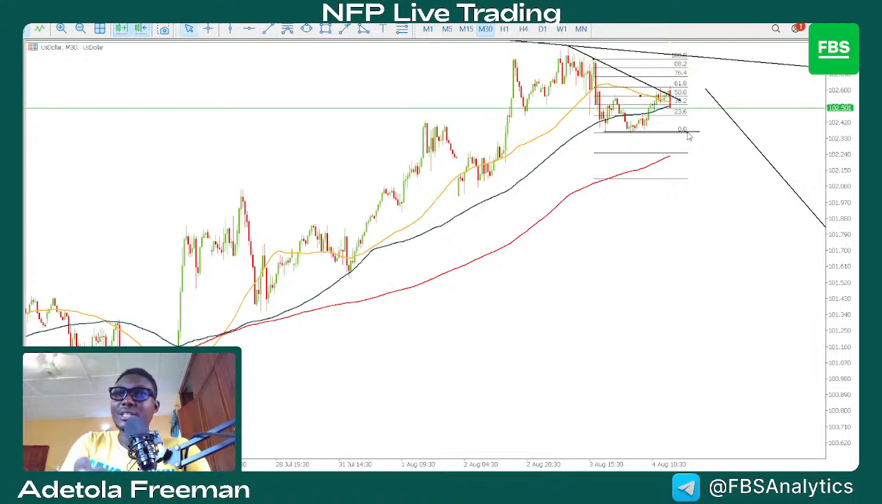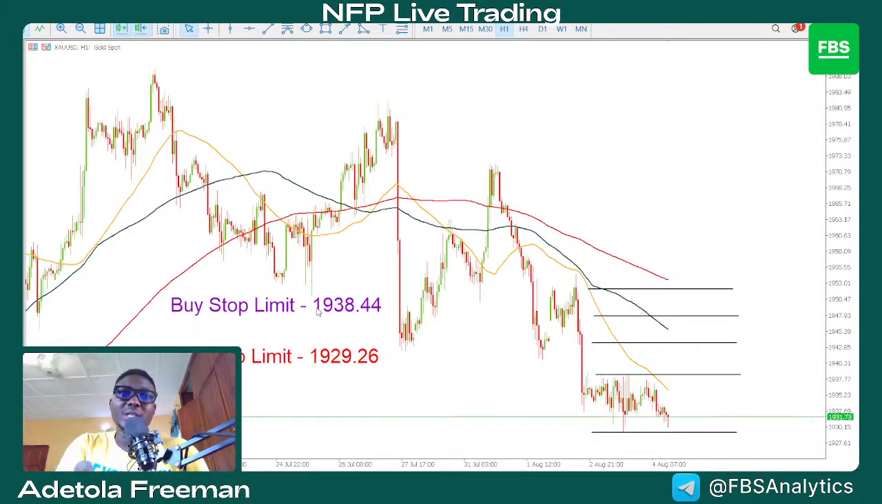So I'm trying to merge my own approach, my style of correlational analysis, with RJ's straddle trading strategy, to see how I can bring you guys value for today. For gold, the buy stop is 1938.44. The sell stop is 1929.26. So that is what we're looking at right now.